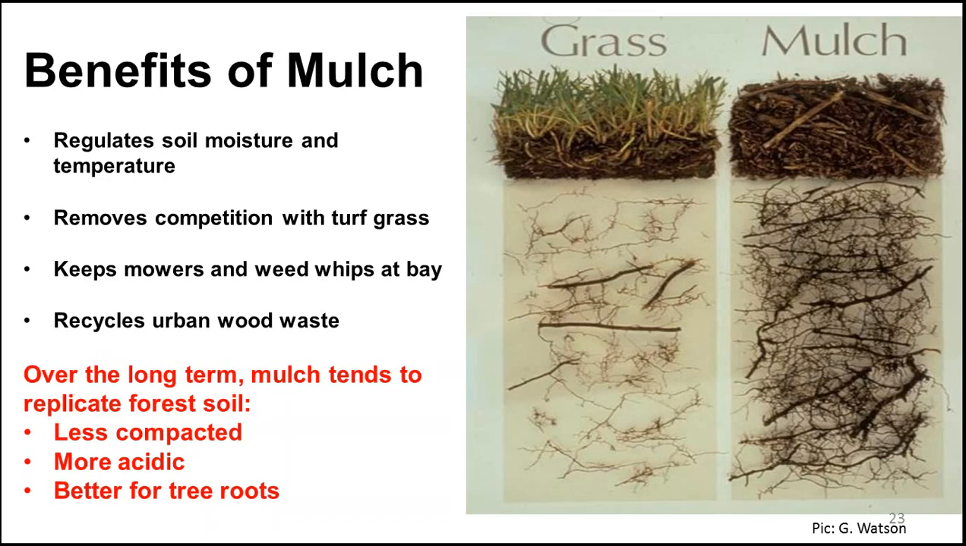It also recycles urban wood waste, which, tree services, we've got loads and loads of that chips around. But basically, over the long term, mulch tends to replicate a forest soil the longer it stays on that surface. The soil becomes less compacted as earthworms live in there and move back and forth through the soil profile. As the mulch decays, you tend more towards an acidic balance that keeps the nutrients more available. In our locality where we have alkaline soils, more acidity is always welcome. There are certainly other parts of the country where you wouldn't welcome more acidity, but it's not like this is going to skew it to the point where you get toxic levels of acidity. It's just an overall better environment for tree roots.